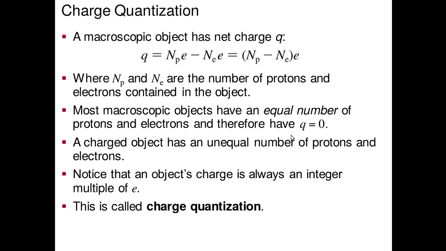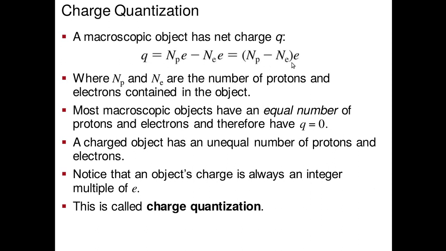Every macroscopic object, what do I mean? Every large object has a net charge Q. We're going to use this variable for the amount of charge that some large object has. It's the fundamental unit of charge times the number of protons, positive, minus the fundamental unit of charge times the number of electrons. So it's the fundamental unit of charge times the difference between the number of protons and the number of electrons.